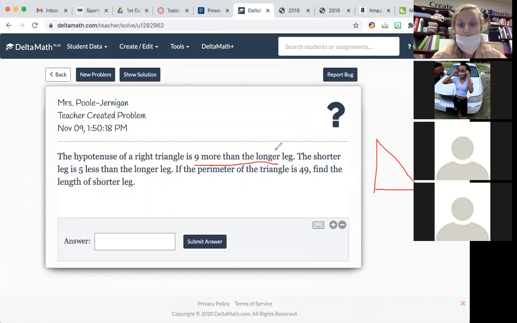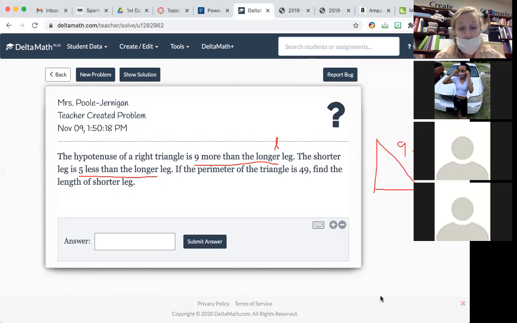L? That sounds good. L for long. That's good. All right, 9 plus L, because 9 more than means plus, right? Yes. All right. The shorter leg is 5 less than the longer leg.